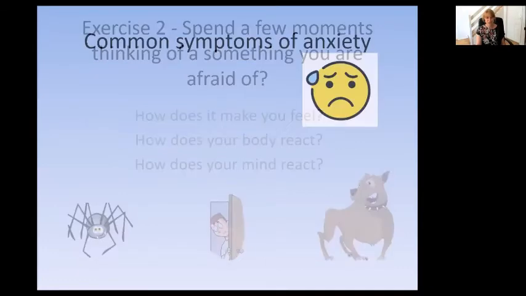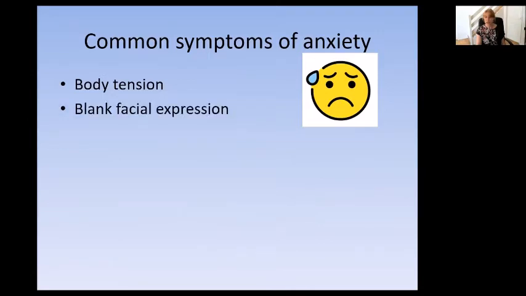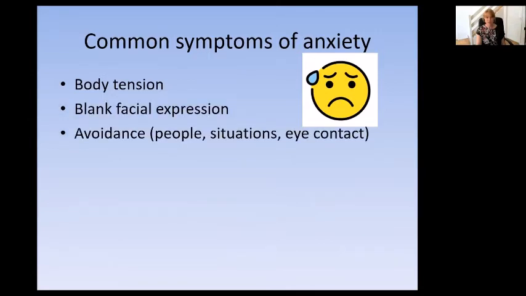So just as a bit of an example, there's some common symptoms of anxiety. So you get body tension, you immediately tense up. People might have a blank facial expression. There is avoidance. People will try and get out of situations that make them feel uncomfortable. And that might include, for our children with selective mutism, avoiding eye contact. We might not be able to explain the source of our anxiety.